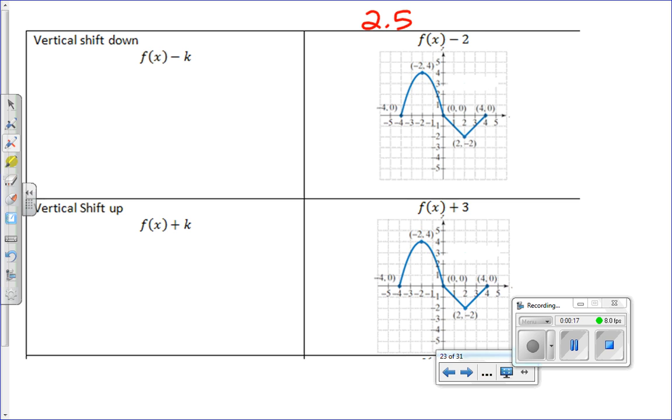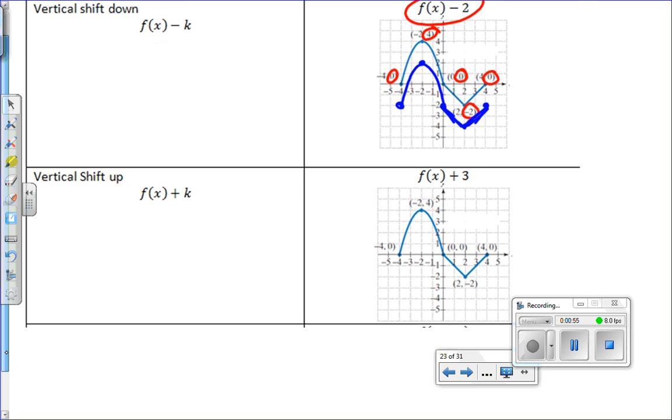So the example here is that if I subtract a number from the outside, we're basically going to shift all the y coordinates down 2. There are 5 y coordinates, and from all of these we're going to take away 2. So 0 goes to -2, 4 goes to 2, 0 goes to -2, -2 goes to -4. If I have a vertical shift down, you have the same shape, but shifted down 2 units. So that is a vertical shift down 2 units.